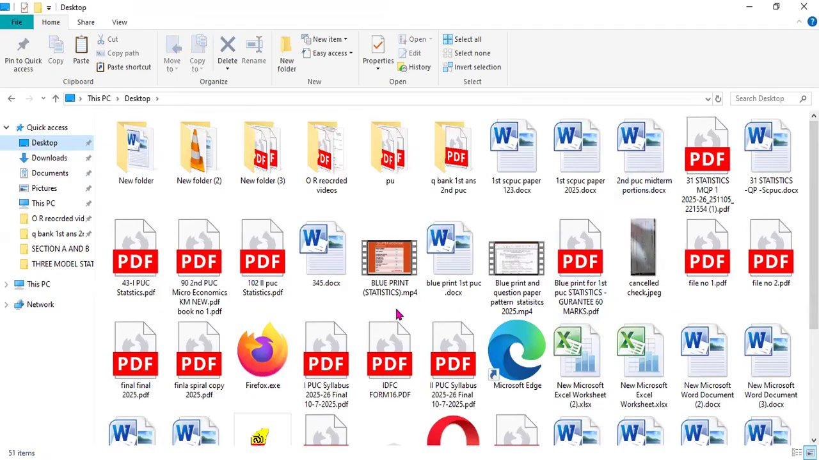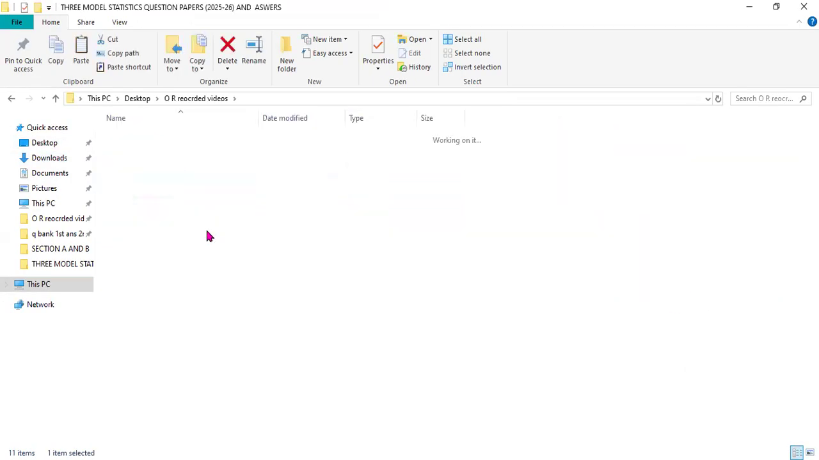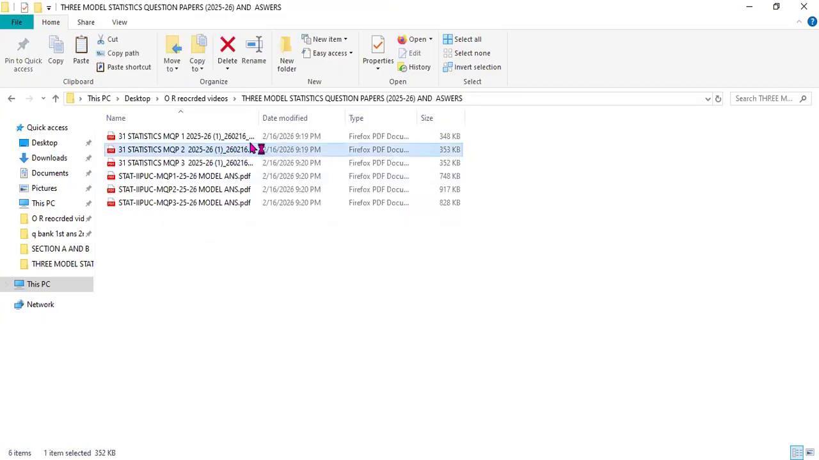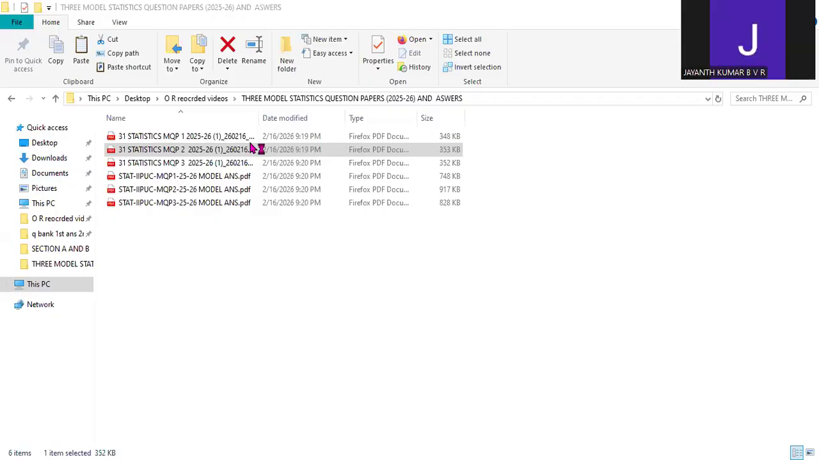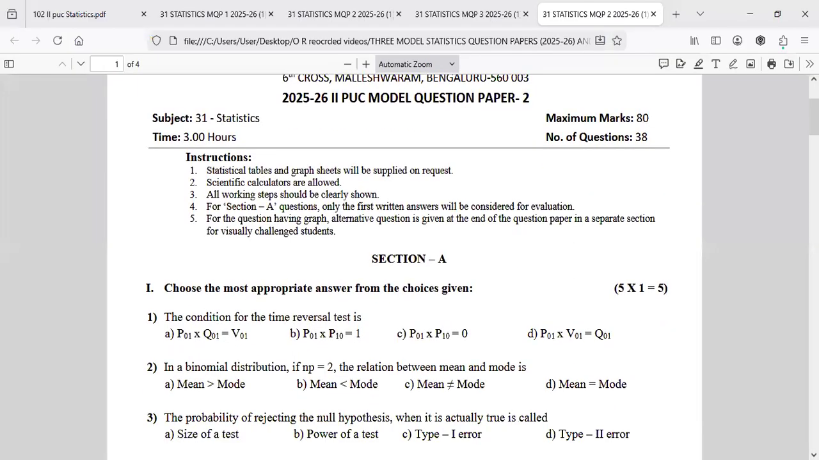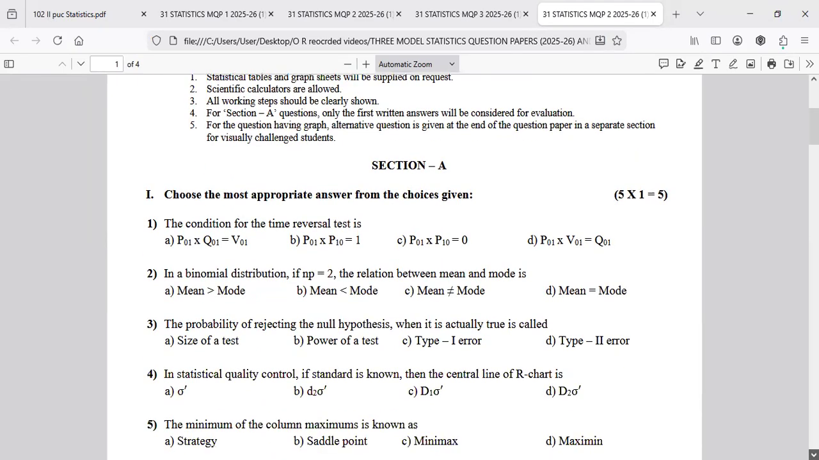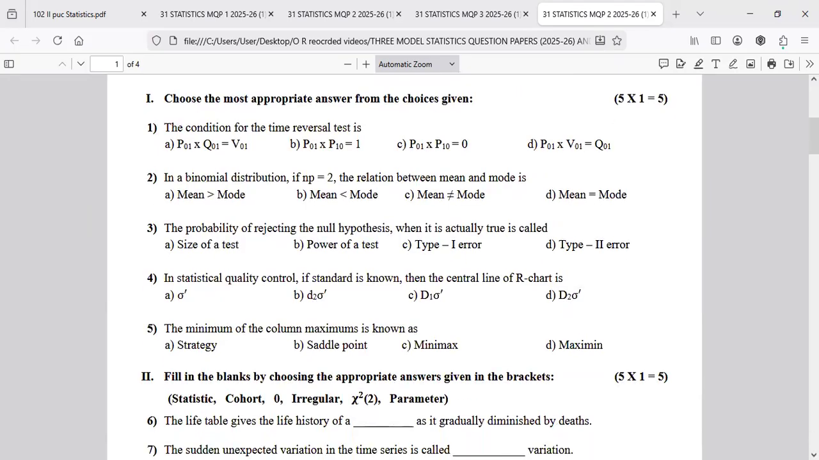Just a minute. Yeah, model 2 paper is ready. So model 2. Okay. So model 2 paper. Now same agenda. The section A, MCQ.